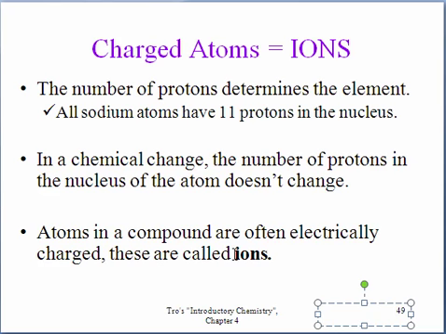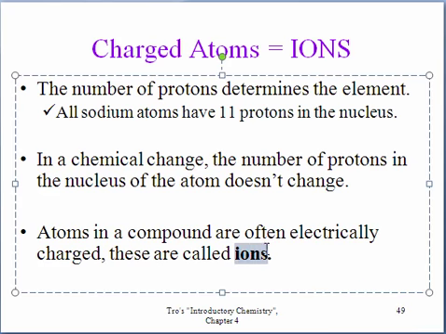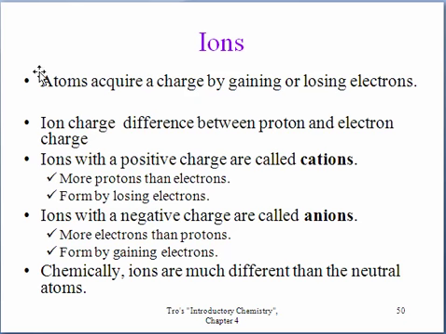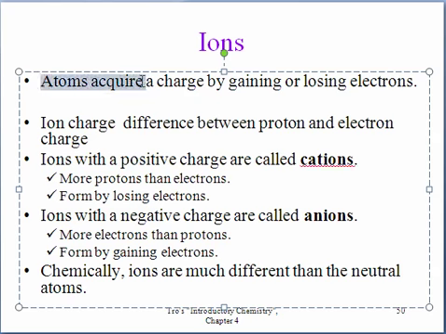And so when atoms lose or gain electrons, they gain a charge because now the number of protons and number of electrons aren't the same. When that happens, these are known as ions. So atoms, and actually molecules too, can acquire a charge by gaining or losing electrons. And what that means is there's a difference between the number of protons and number of electrons, and so there's going to be an overall charge.